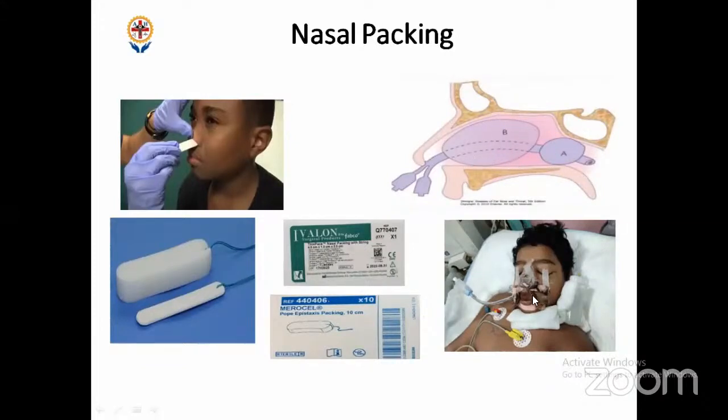So this is the child. This is the packing we did. The Foley's will be hanging there, and we do the anterior nasal packing like this. I'm telling you, it will help. It will dramatically stop the bleeding. You can see a rapid rise in hematocrit as well. So try these local measures to stop bleeding.